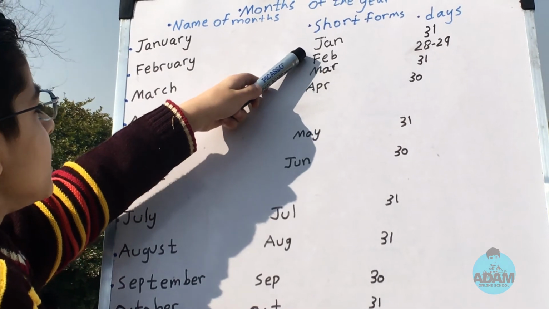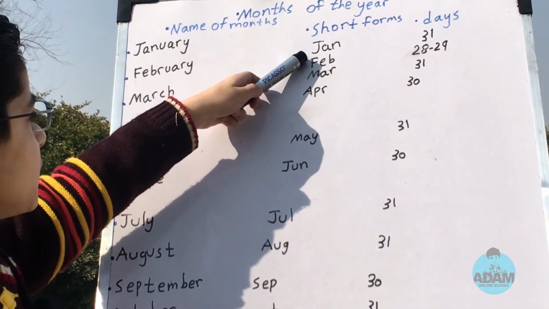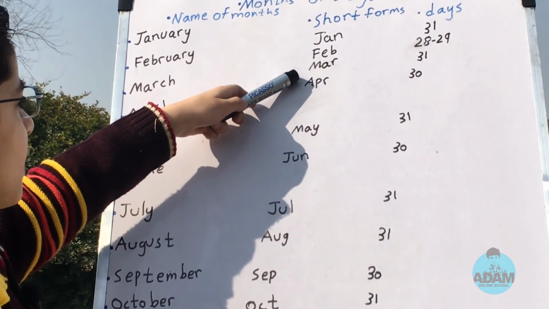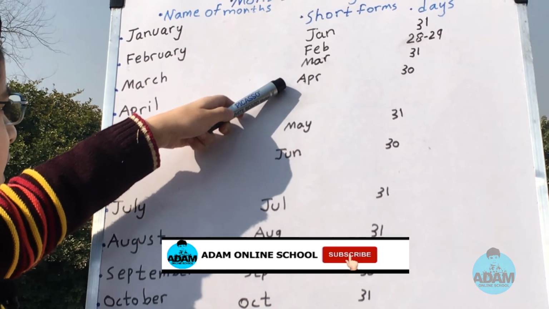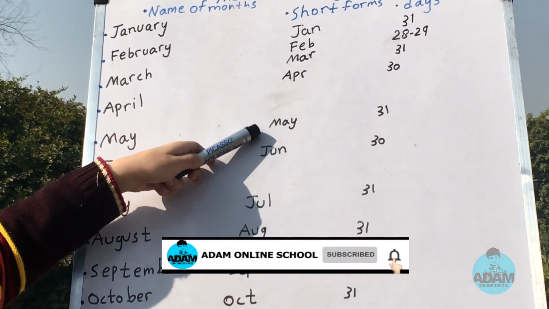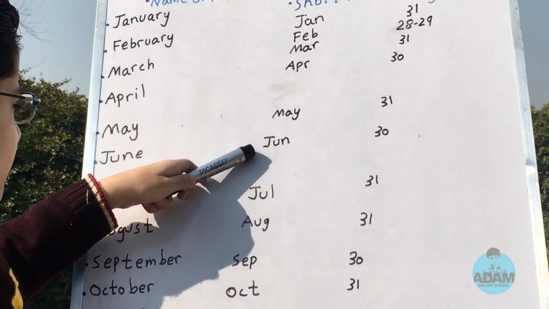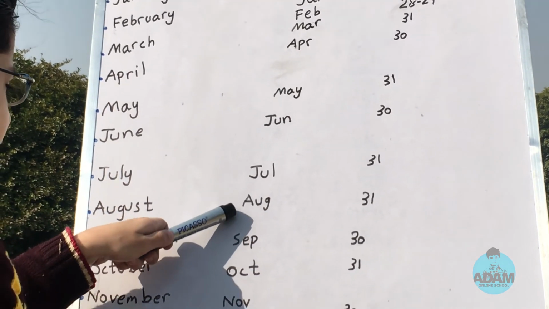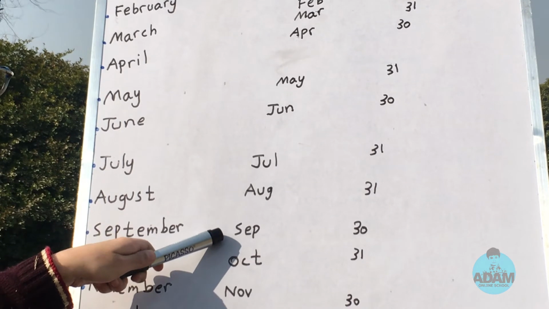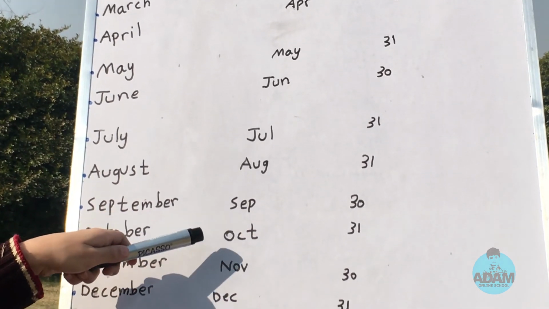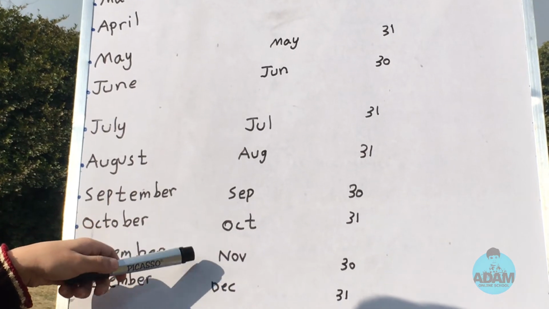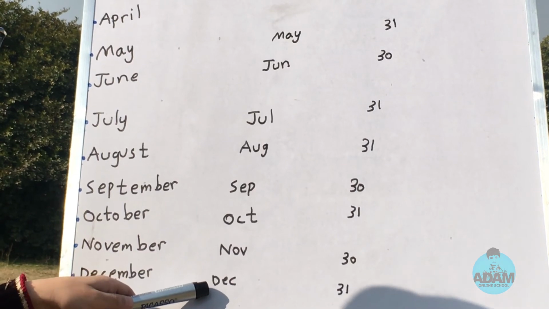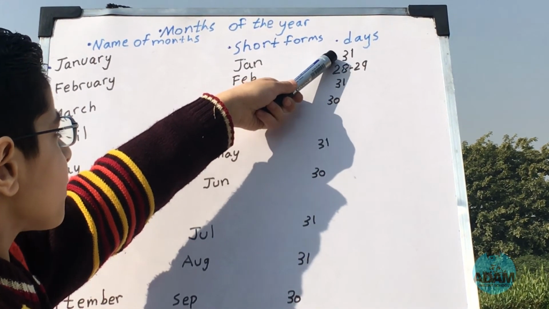Short forms. JN January, FB February, MAR March, APR April, MAY May, JUN June, JUL July, AUG August, SEP September, OCT October, NOV November, DEC December. Number of the days in the month.